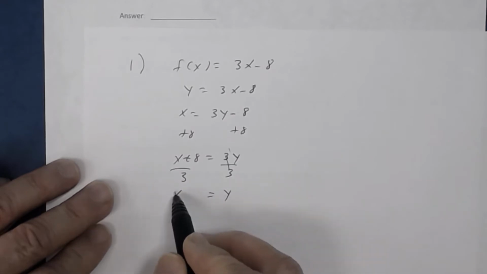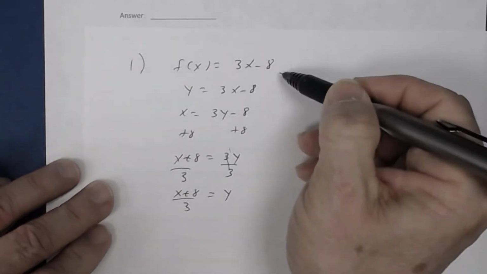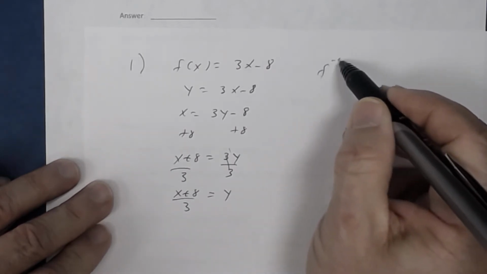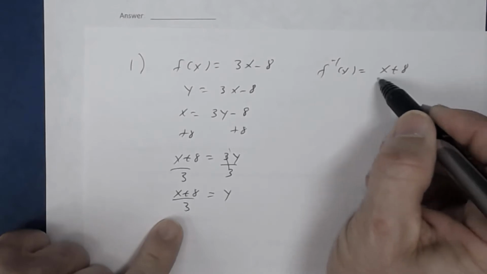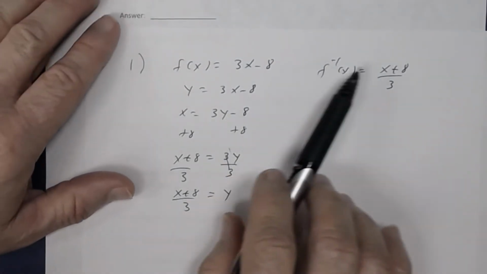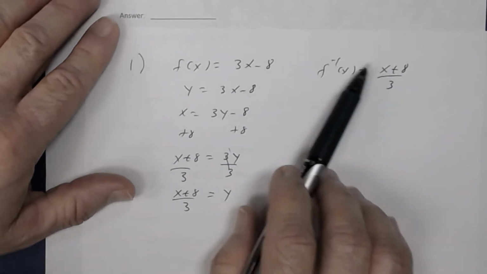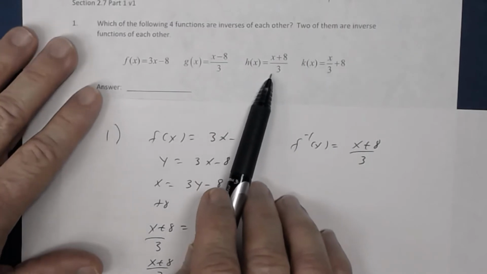So what I found here was that this is the inverse of that. That means f inverse is going to equal x plus 8 divided by 3. That's what I found. Now, let's see if this expression is listed anywhere here, and it is, right here. So right away, I found the inverse.